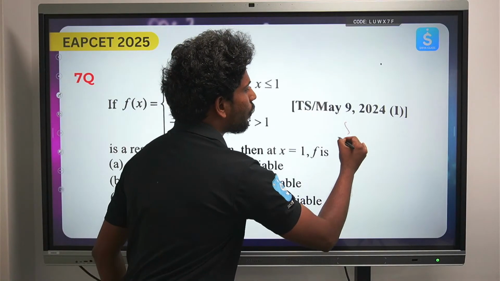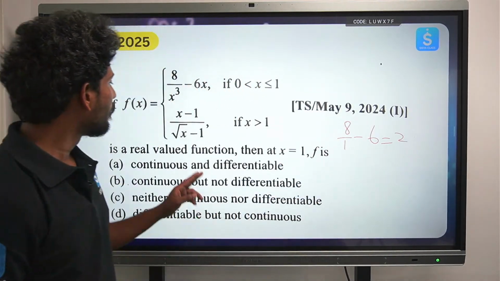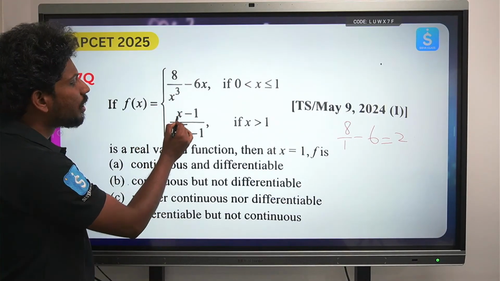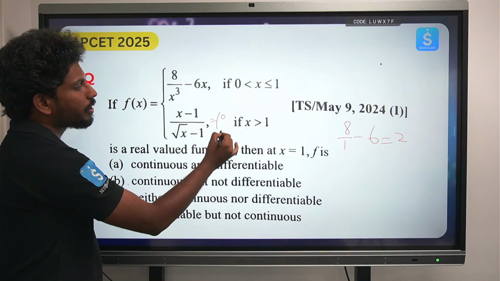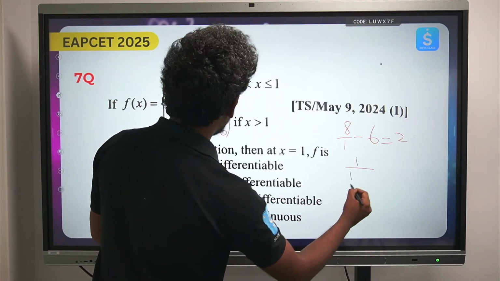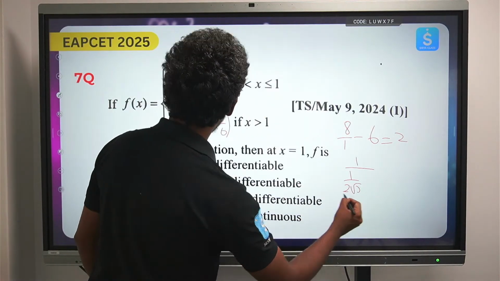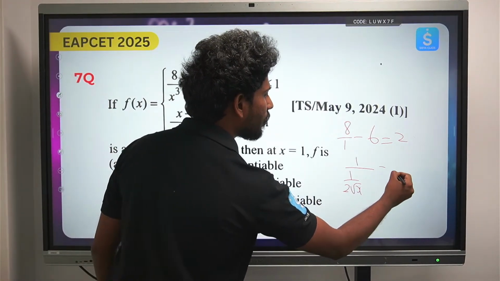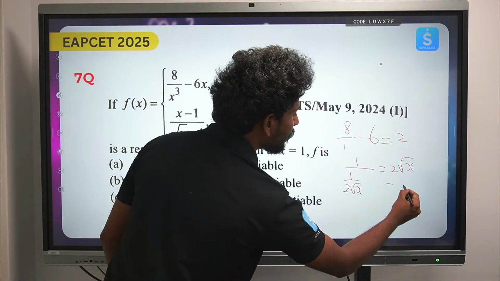So 8 by 1 minus 6, this value is equal to 2, right? But if you try to substitute here, 1 minus 1 is 0, and root 1 minus 1 is again 0, so you have 0 by 0. Use L'Hospital here. So this will be 1 by, what will be the differentiation of root x? That will be 1 by 2 root x, and that will be minus 1. So this will become 2 root x, and again substitute the value 1, so the answer will be 2.